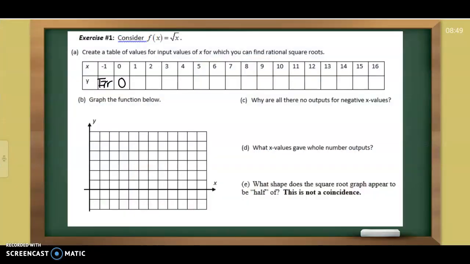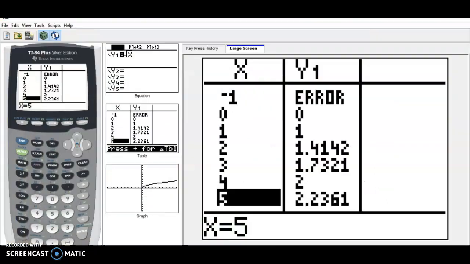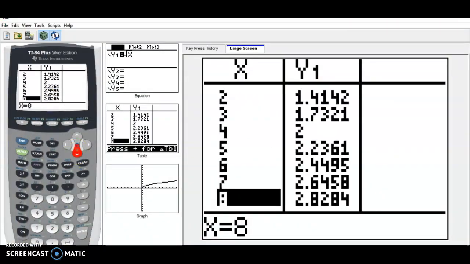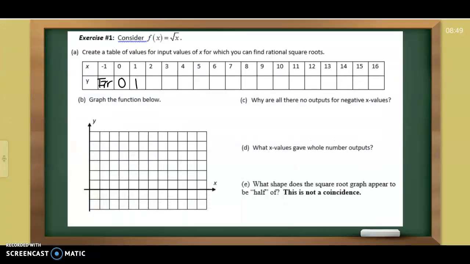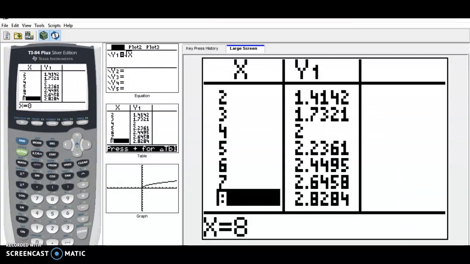And then we do the square root of 2, which is not a perfect square. Sounds like it, but it's not. And that is 1.4. And we're just going to do to the 10th place. We're not going to get crazy here.